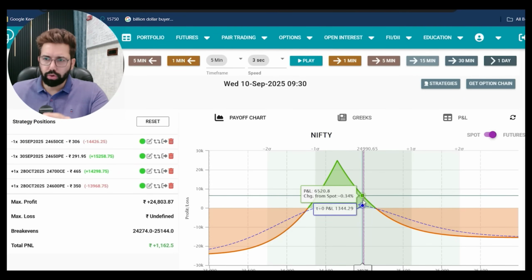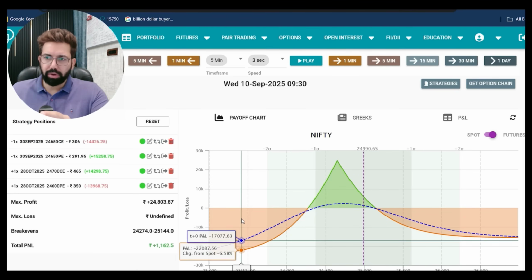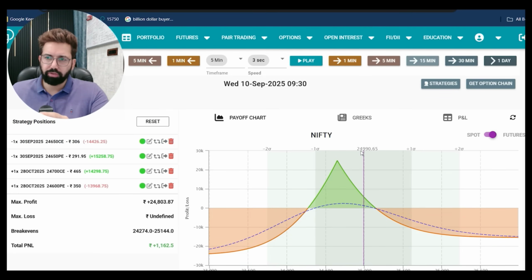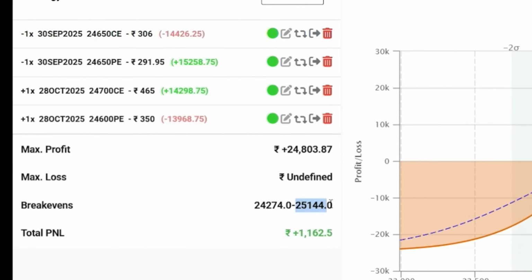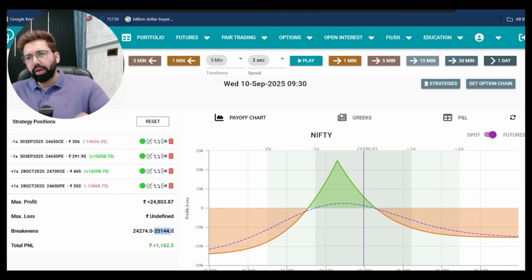So we do not want the market to cross our break even and then do our adjustment, because the market is roughly 25,000, and what we see is the upper break even is around 25,144. Also, when you do any kind of a calendar, please make a note that the payoff may not be the true representation. The upper or the lower break evens really change, right?